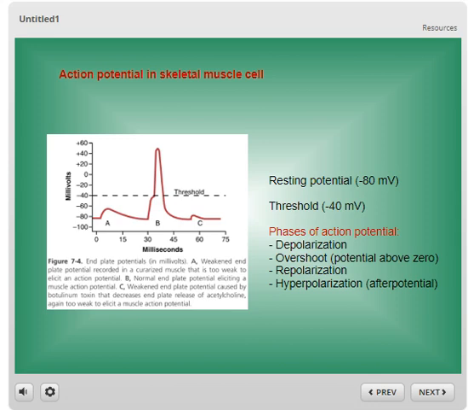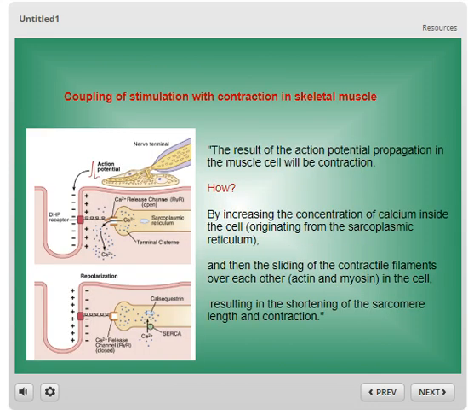In this picture, again, we explain the coupling of stimulation with contraction in a skeletal muscle. As you see, the action potential generated in the muscle cell membrane travels along the sarcolemma, the muscle cell membrane, and into the T-tubules, which are invaginations of the membrane. These electrical signals trigger the subsequent steps leading to muscle contraction.